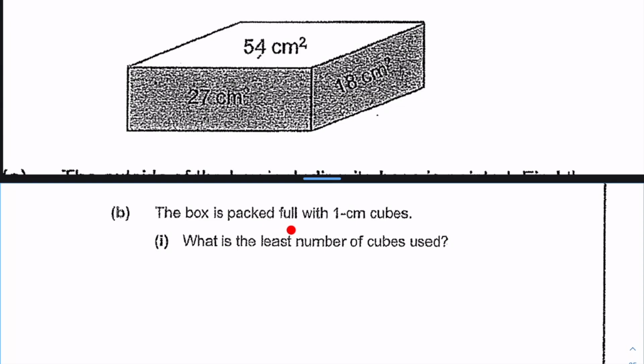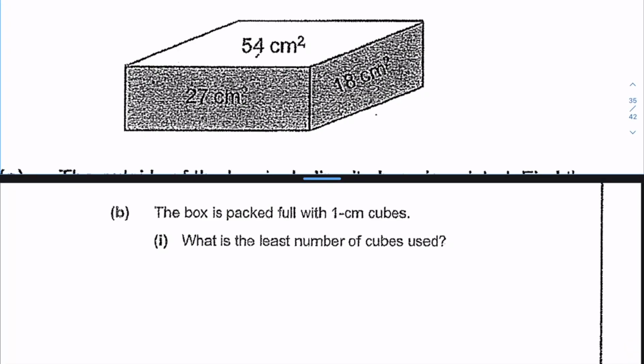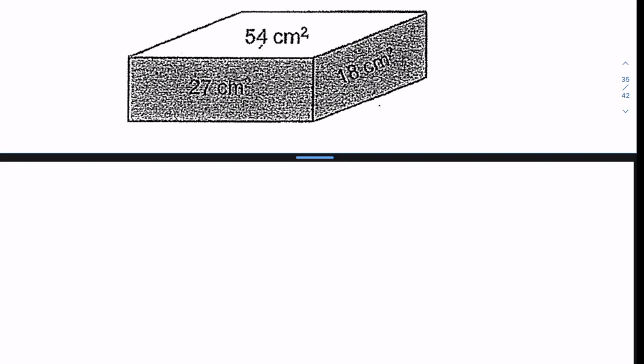The box is packed full with 1 centimeter cubes. What is the least number of cubes used? For that, we have to find out what the length is, because there will be 1 cm, 1 cm, 1 cm all along the length, and 1 cm, 1 cm all the way along the breadth and the height. So we need the lengths. However, we are not given lengths. We're only given areas. So what we do at this point is to list the factors of each of these numbers. And let's see how that works, shall we?